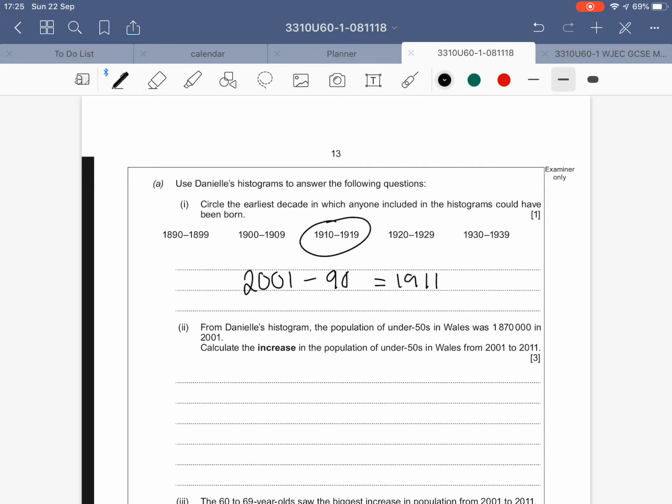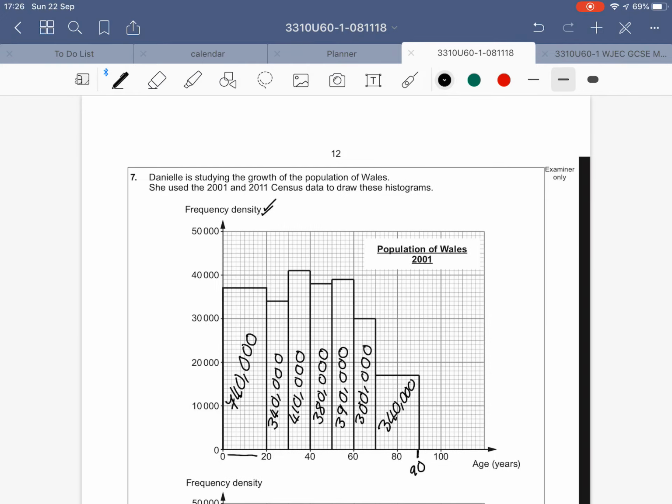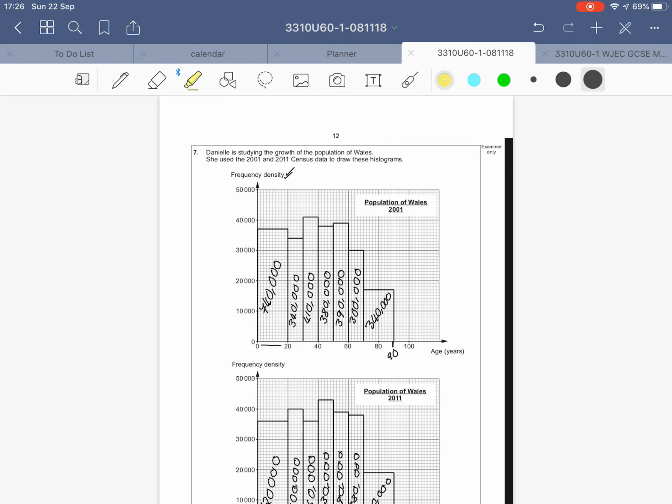From Danielle's histogram, the population of under 50s in Wales was 1,870,000 in 2001. Calculate the increase in the population of under 50s from 2001 to 2011. So in 2001 she's got 1870. Obviously, we want to then do 2011, so under 50. So the top one, you can check it if you want. So you want this one, and this one, that's 40 up to 50.